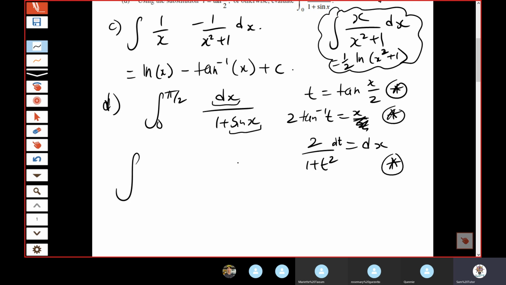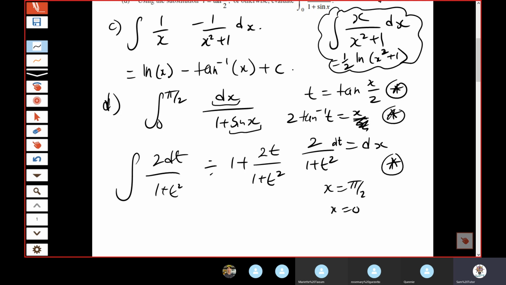Next, dx. I haven't changed my limits yet, but dx is 2 dt on 1 plus t squared. Divide 1 plus sine. I'm sure we've memorized our triangles, so that should be opposite over hypotenuse. The only thing I need to do is, when x equals pi on 2 and x equals 0, I have to actually find t. So t equals tan of 90 on 2, which is tan 45, that's 1. Tan 0 is 0. I'll pause there. Any questions?